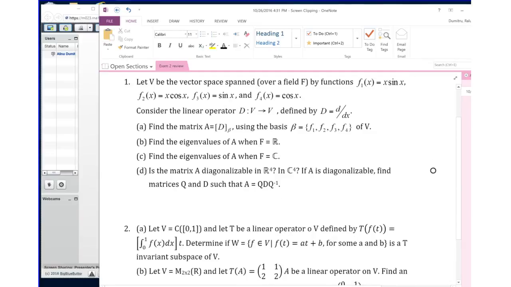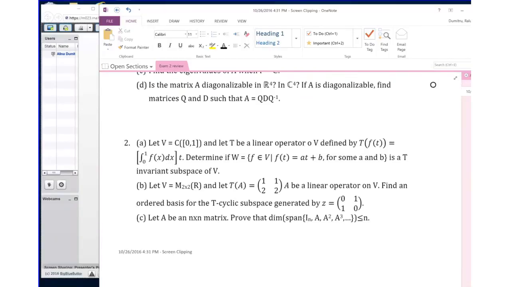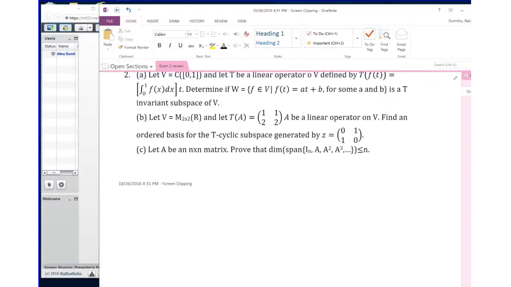All right, so let's start with the first one. As I said, there will be two questions on the exam. One will be on eigenvalues, eigenvectors, diagonalizable issues, right? And the other one will be on T-invariant subspaces, T-cyclic subspace generated by something, and the Cayley-Hamilton theorem. I would expect more weight to be given to the first one, the one with diagonalizability. Let's start with the first one.